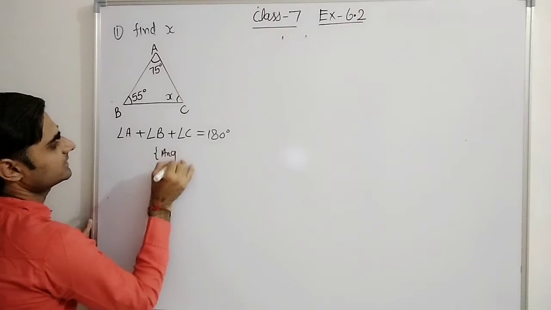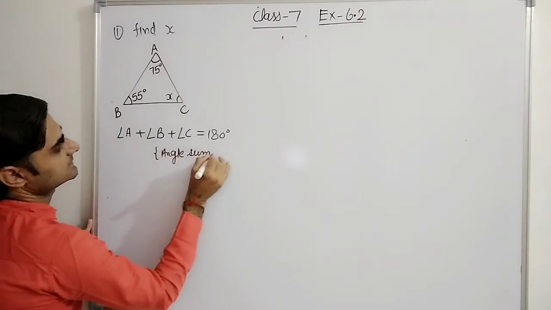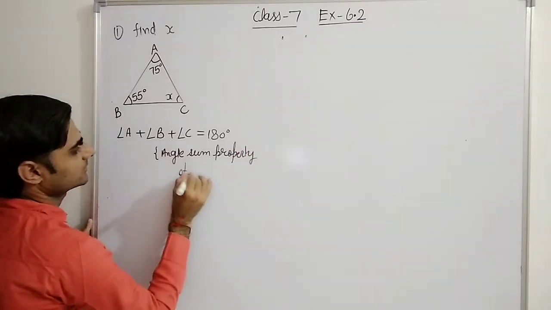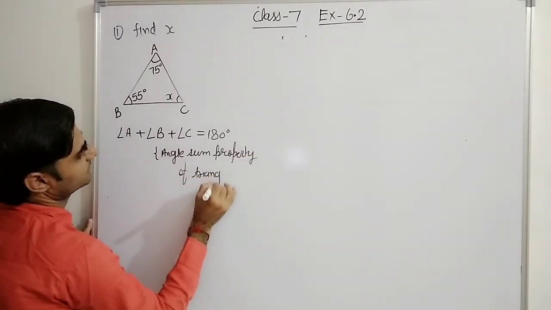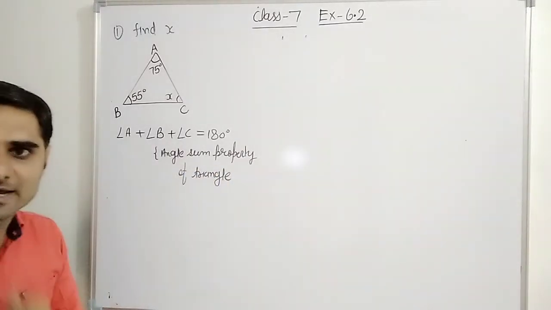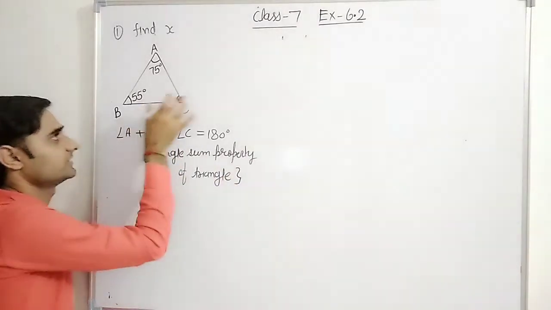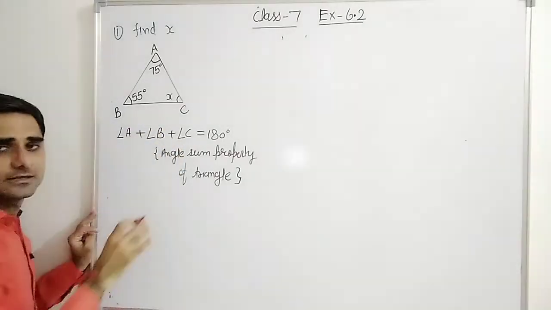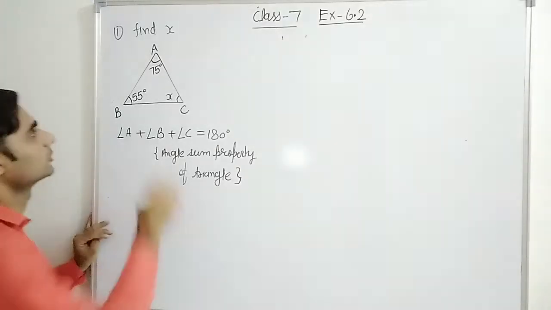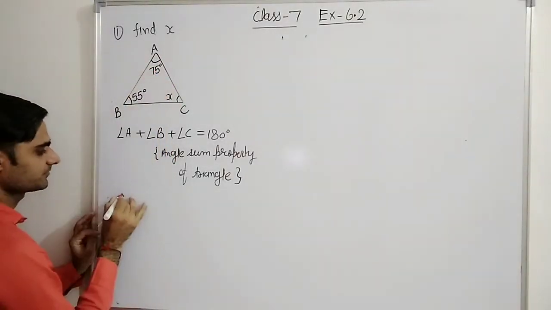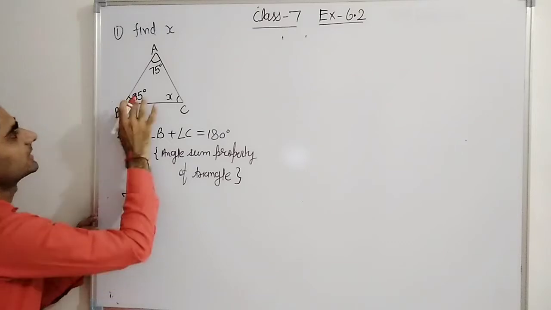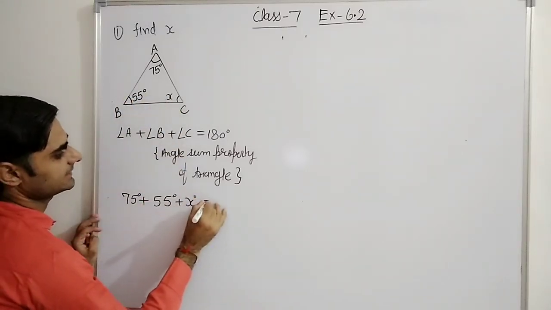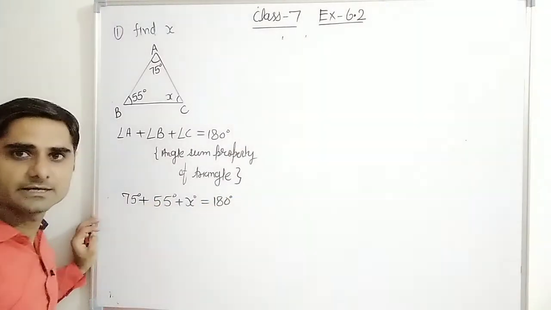Reason, you can write here angle sum property of triangle. Because of angle sum property of triangle, we can say that sum of interior angle will be equal to 180 degree. So one question I am doing like this, then rest question we will try to do directly. Okay, so here sum of all, this will be 75 degree plus 55 degree plus x degree will be equal to 180 degree, right?